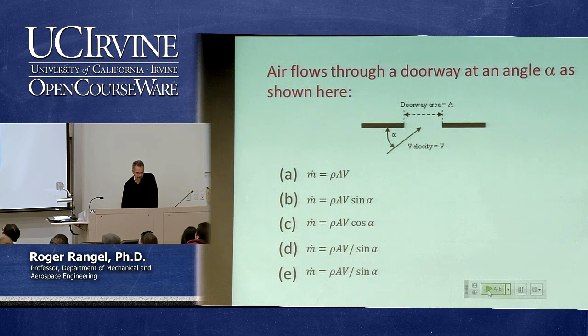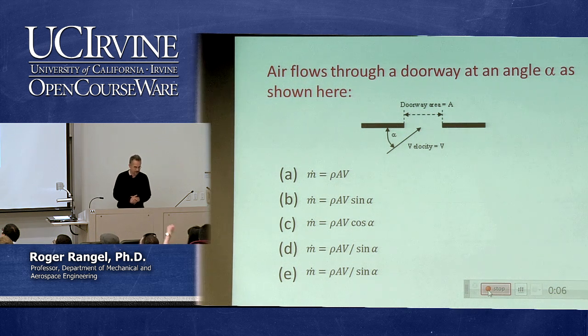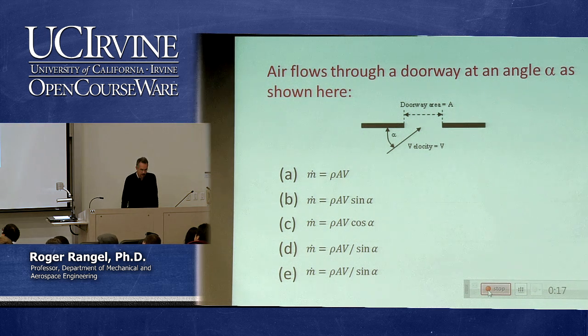Last one. Quiet, please. Last one. Air flows through a doorway at an angle alpha, as shown here. Which of these expressions represents the mass flow rate? The question is not there, but I'm telling you. Which of these expressions represents the mass flow rate through the opening? Mass flow rate through that opening. 3, 2, 1, 0.